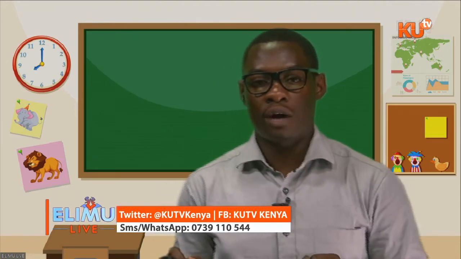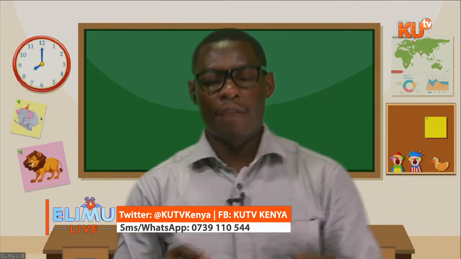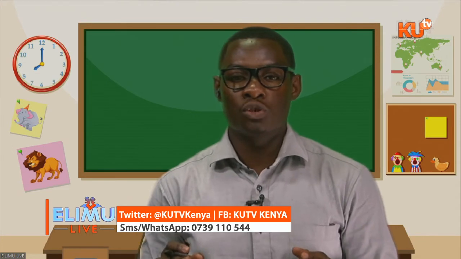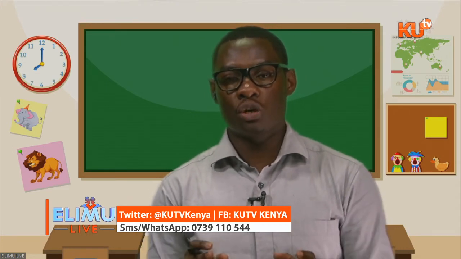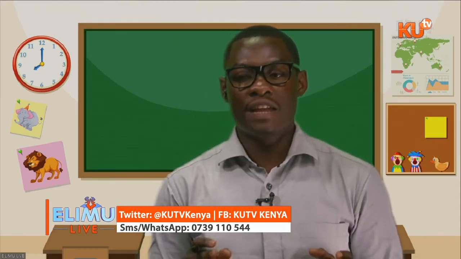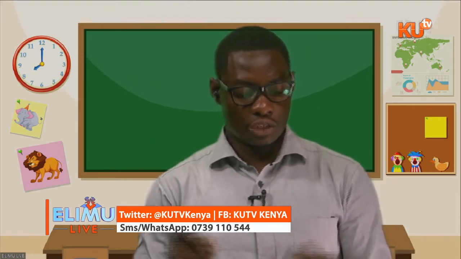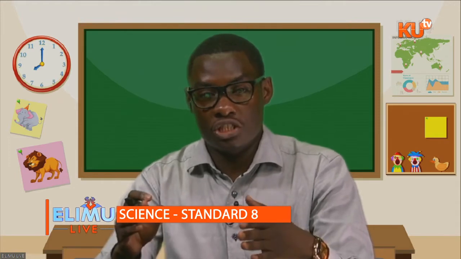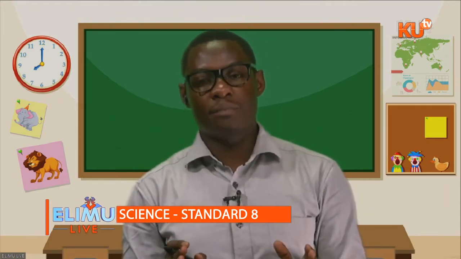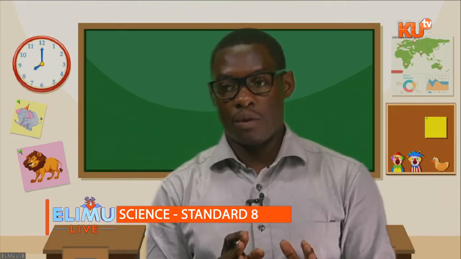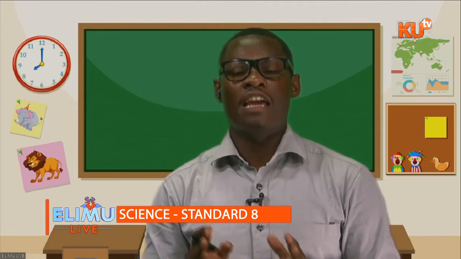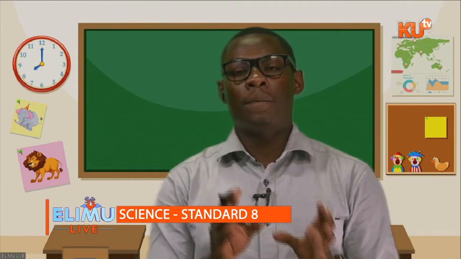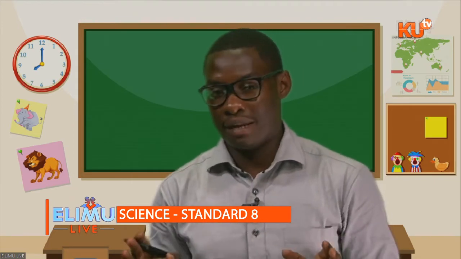Then we also have emotional changes. Emotional, from the word emotions. Emotions has everything to do with feelings. So emotional changes affect the feelings of an adolescent. So let's look at these physical changes first. We have physical changes specifically for boys, we have physical changes specifically for girls, and we have physical changes which are similar for both boys and girls.